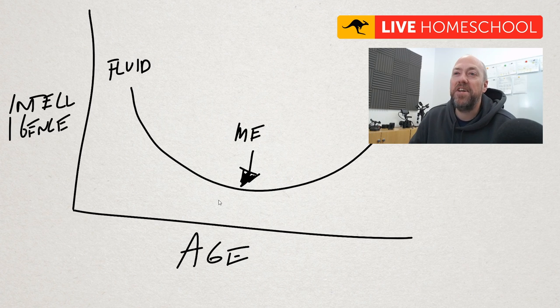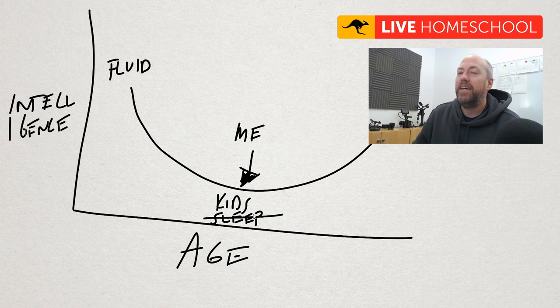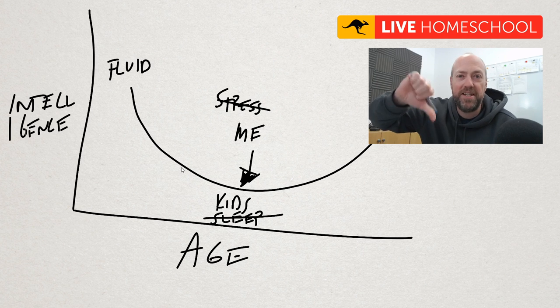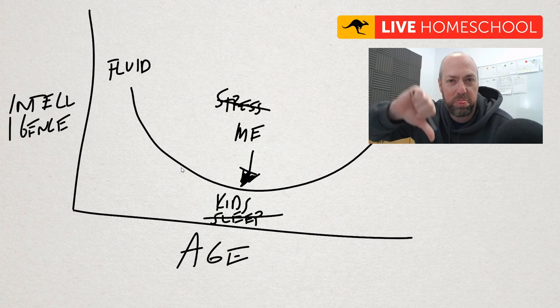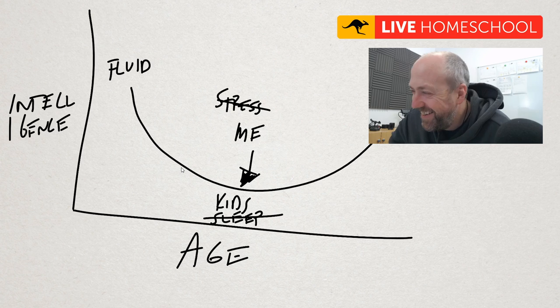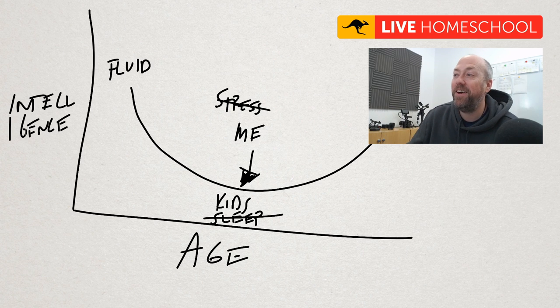But then here, you have kids and you're not sleeping, okay? So sleep is out, and you have lots of stress and lots of bills, and your intelligence is just, okay, dumb, right?